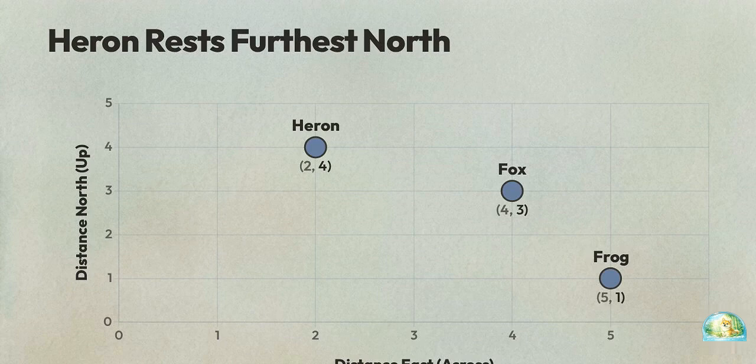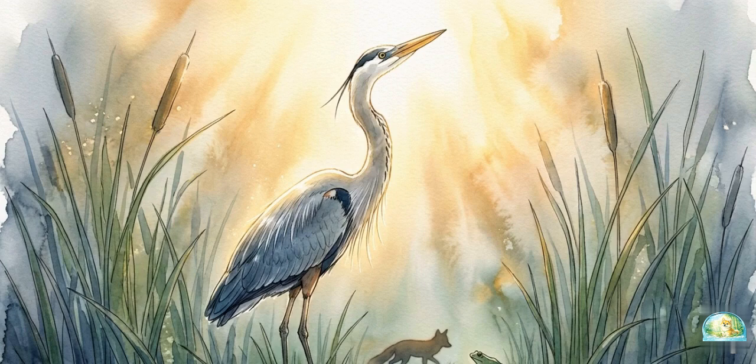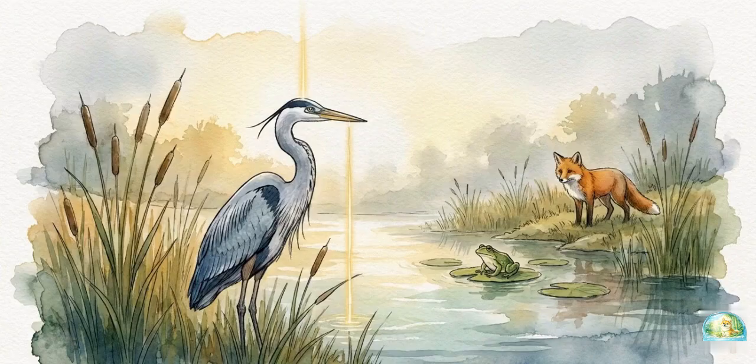We can find out by completely ignoring the horizontal distance across and isolating only the second number, giving us the vertical measurement. Comparing those vertical measurements alone, we see the heron's value of 4 is the largest. That proves the heron is furthest north. The coordinate system lets us isolate, measure, and compare one physical dimension entirely independently from the rest of the variables.